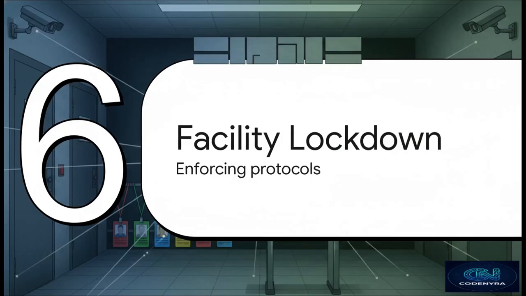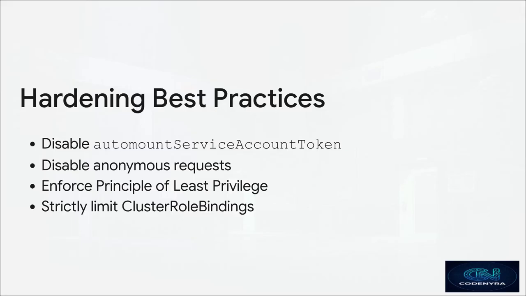All right, let's wrap this up with our facility lockdown protocols, enforcing official NSA and CISA hardening guidelines. According to the official NSA and CISA hardening guidelines, these right here are your non-negotiable lockdown steps. First, you've got to stop Kubernetes from automatically handing out those ID badges by disabling auto-mounting ServiceAccount tokens. Seriously, just set it to false.